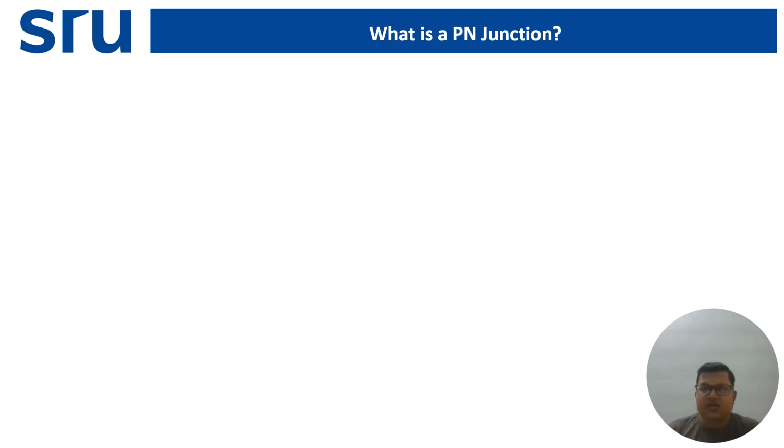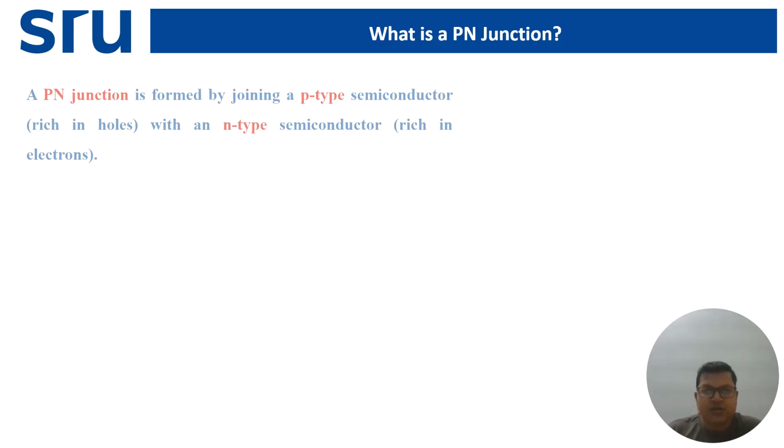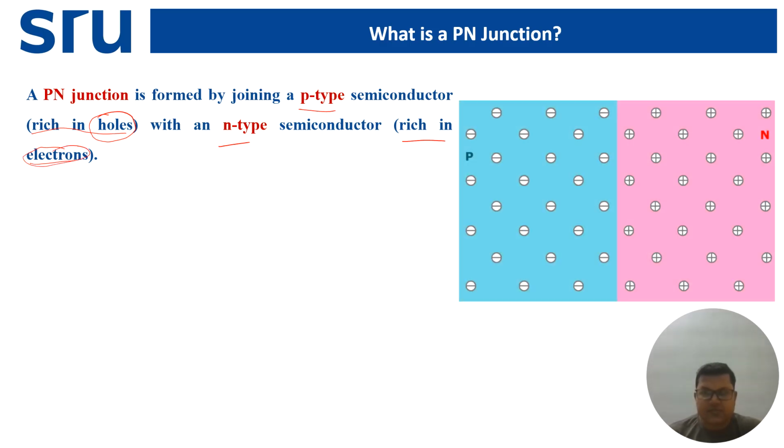So first we will see what a p-n junction is. A p-n junction is formed by joining a p-type semiconductor, which is rich in holes, with an n-type semiconductor, which is rich in electrons. Holes are the majority carriers in the p type, and electrons are the majority carriers in the n type. Here is the image of a p-n junction.